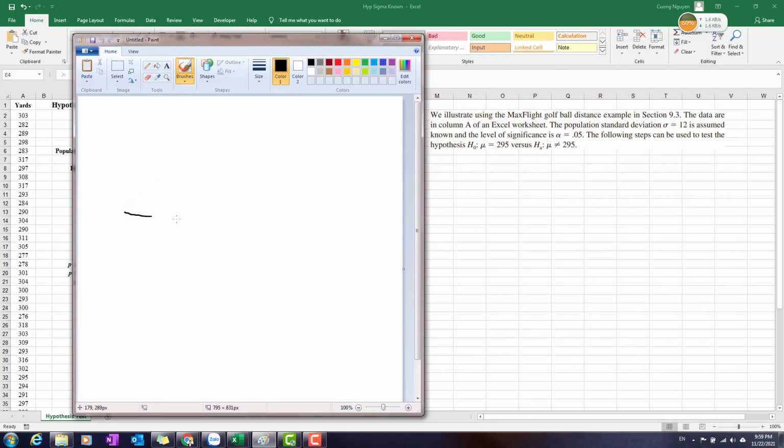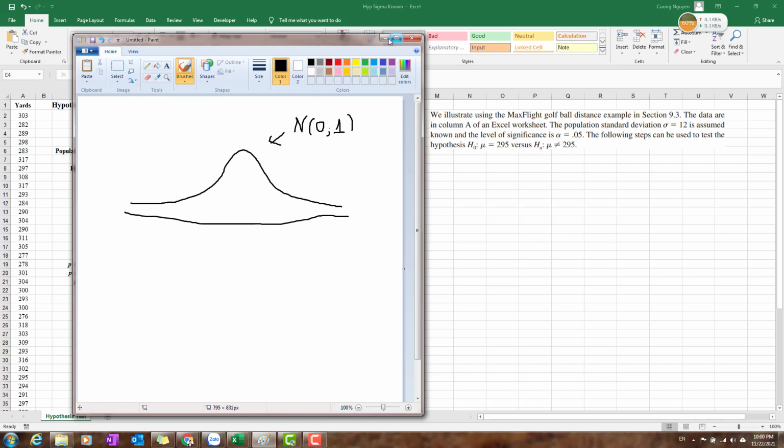Just imagine this could be the distribution of the population. Because the population standard deviation has already been provided, this follows a normal distribution. Here we show it as the standard normal distribution, with mean of 0 and standard deviation equal to 1.